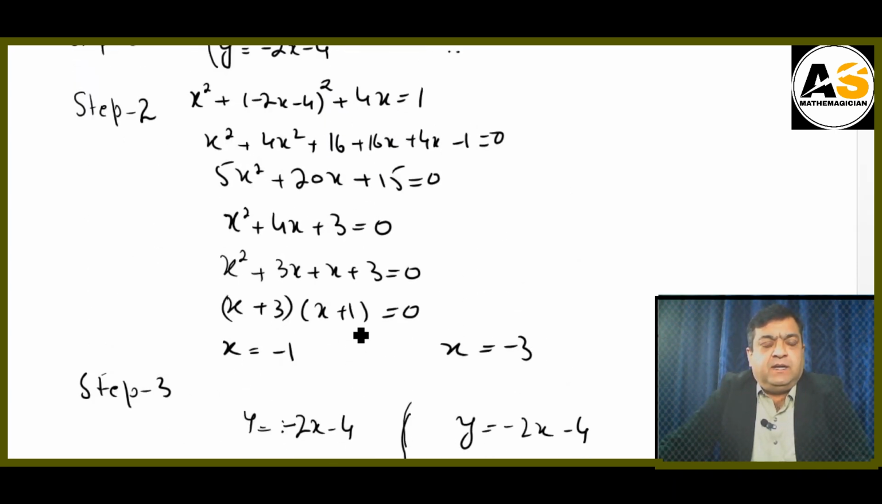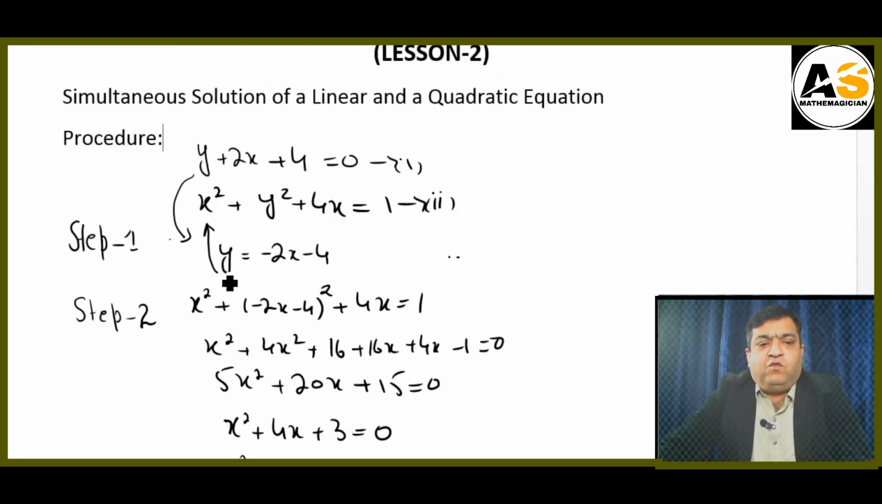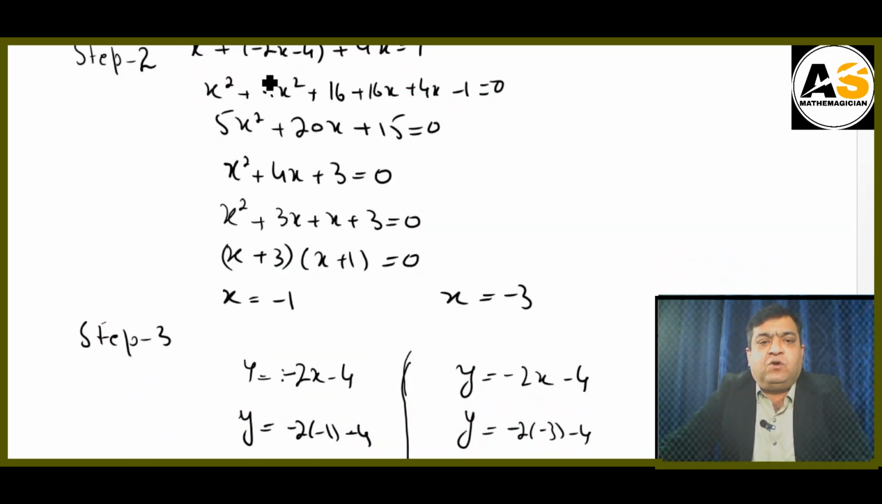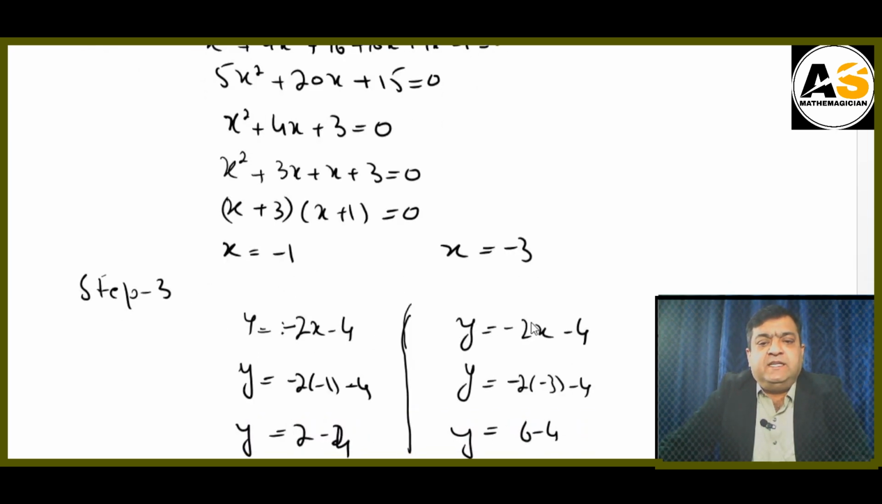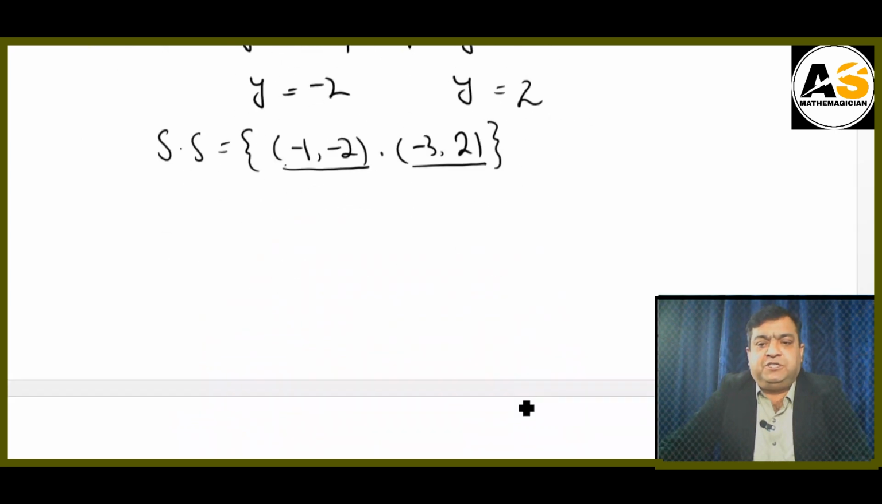Let me reiterate it. Step 1, we will find the value of y from the linear equation. Step 2, we will put this value of y in the quadratic equation to get a quadratic equation in x and simplify it to find two different values of x. These two values of x will be one by one put in the linear equation to get the corresponding value of y. So at the end, we get two different points which will satisfy both the equations.